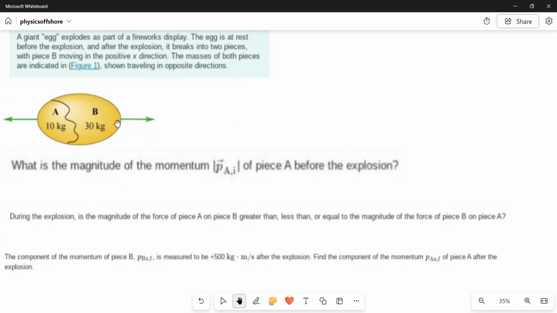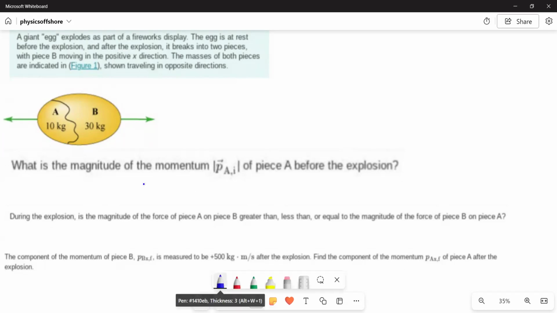This is the giant egg. It explodes into two pieces, A and B, and then B travels along the positive x direction, A travels along the negative x direction after explosion. Okay. And before explosion, the egg is at rest. We are seeing the egg is at rest before explosion. Here, the question is, what is the magnitude of the momentum of piece A before explosion?